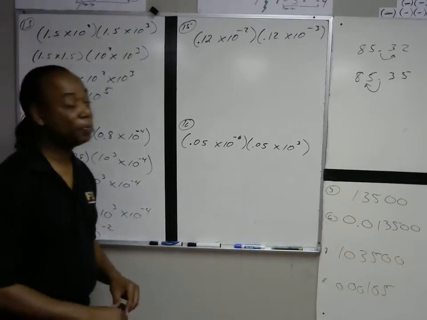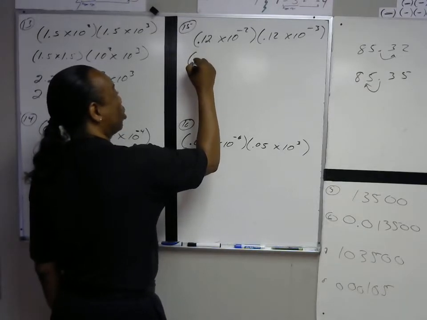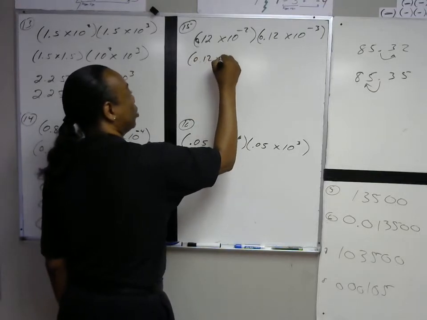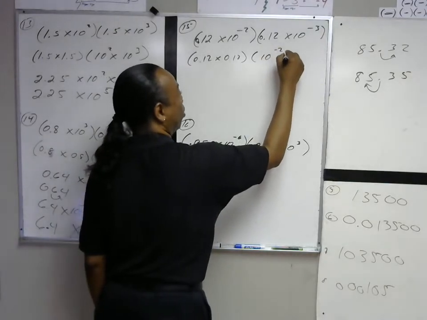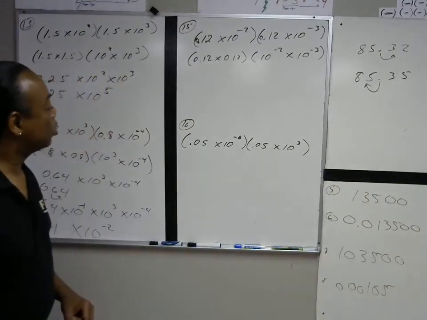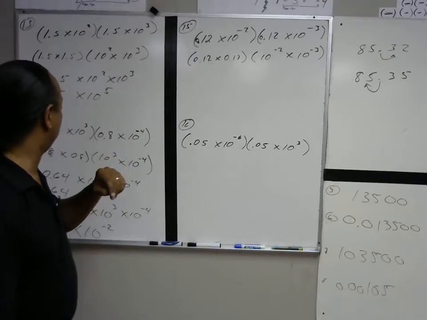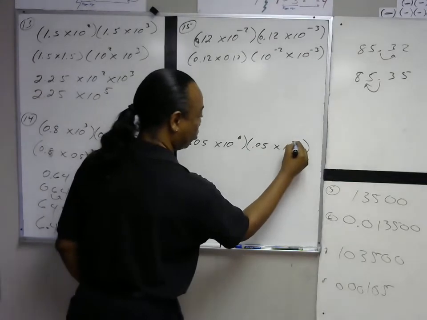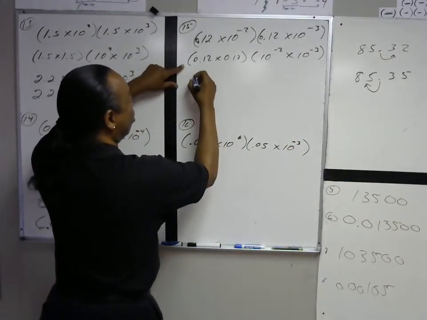Okay, number 15. Again, we're going to regroup this. So multiply the 0.12 times the other 0.12. And then we'll multiply the 10 to the negative second power times 10 to the negative third power. Oh, I think this was a positive, and this was a negative. Okay, all right, so let's multiply these two together.